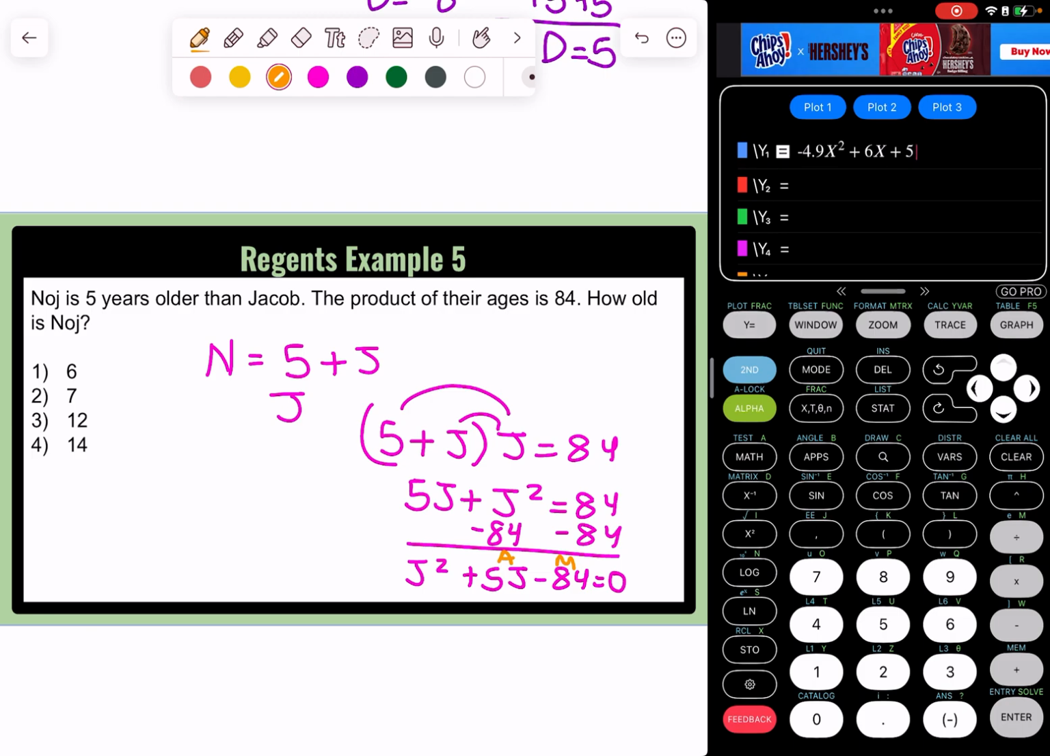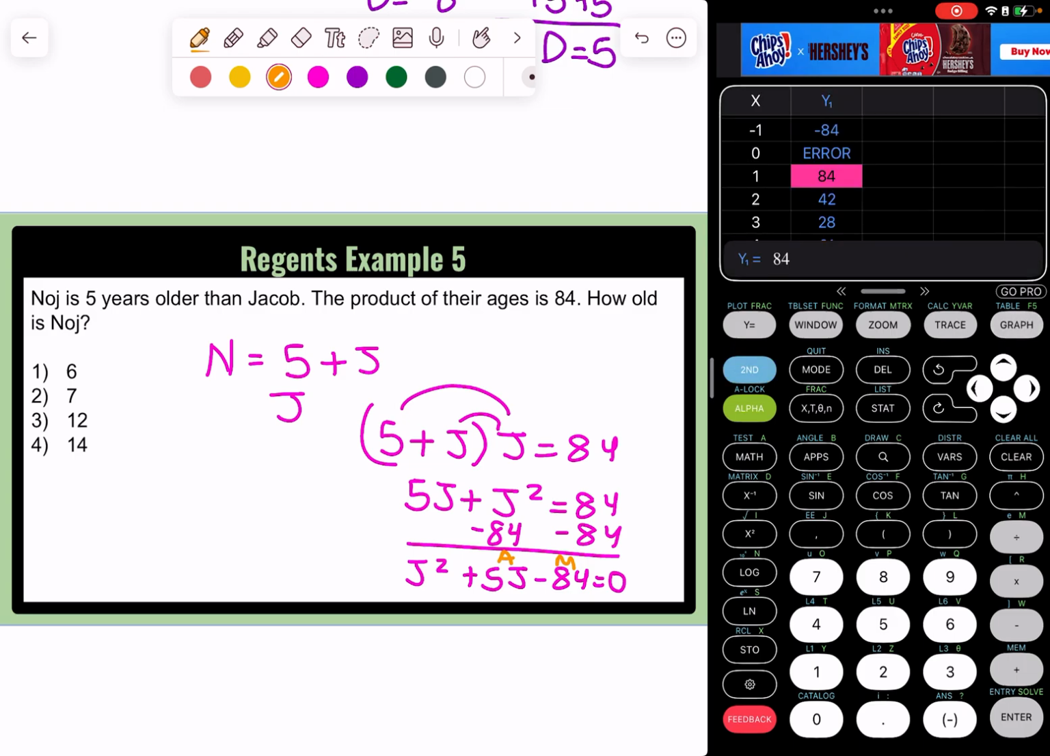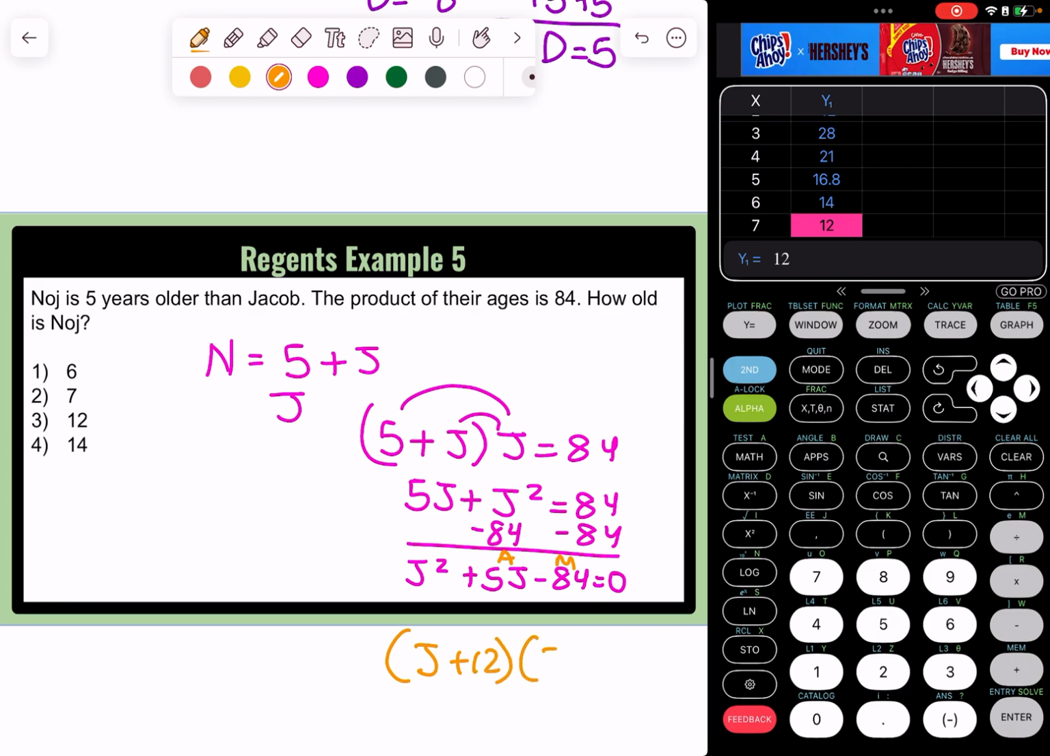I don't remember the factors of 84, so in my calculator I could do 84 divided by x, and then look and see 1 and 84, that's not good. 2 and 42, 3 and 28, 4 and 21. 6 and 14, does that equal 5? No. 7 and 12, that sounds great. J plus 12 and J minus 7 equals 0.